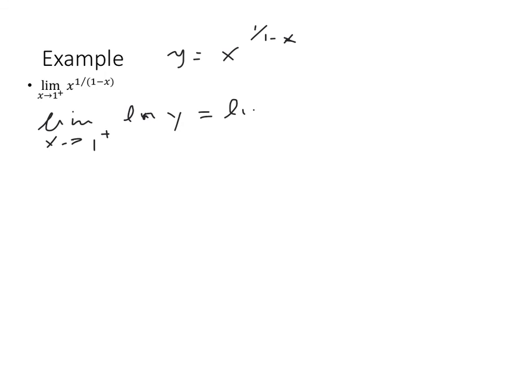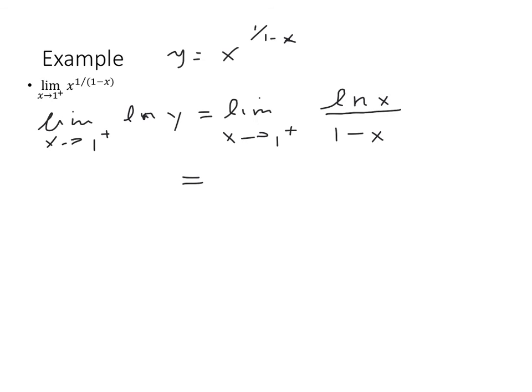is the limit as x approaches 1 from the right. And now we take the natural log of y, which is x to the 1 over 1 minus x. And if we do that using the properties of the logarithm, we get that that's the natural log of x divided by 1 minus x. And if we look at that new limit, we see that both the top and the bottom are going to 0 as x goes to 1 from the right. And therefore, we're in a position now where we can use L'Hopital's rule.